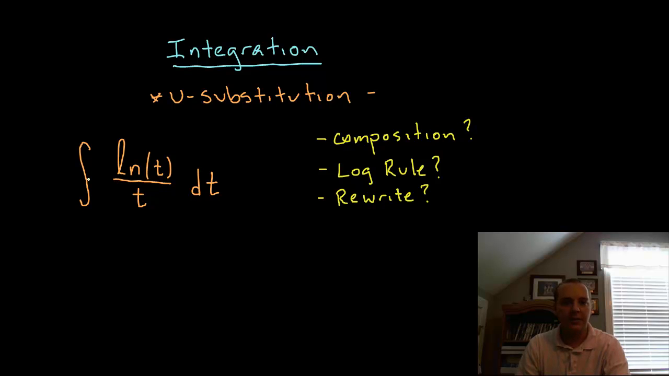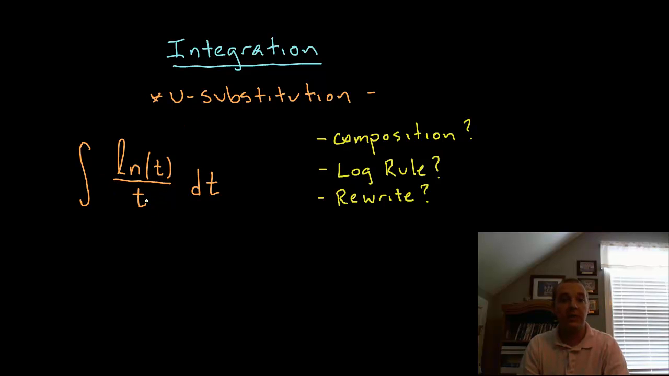Alright guys, in this example we're being asked to integrate the natural log of t divided by t dt. When you start thinking about what technique you're going to use to integrate this, as we typically do, we run through our typical list. First thing I always look for is, is there composition? Can we use the traditional u-substitution where we let u be the inside of two composed functions?